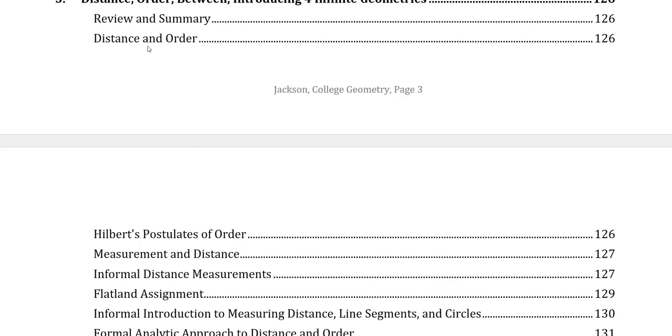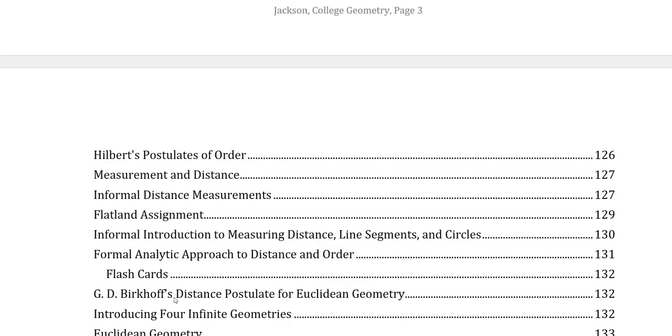So here are some of the topics that we're going to be looking at. We're going to talk about distance and order, look at Hilbert's postulates of order, and then the measurement of distance. We'll talk about Birkhoff's properties or postulates of distance, and we'll get to that in a bit. Before that, we'll do some informal looking at distance. What I like to do in most of these notes is explore concepts informally, something like you might even do in a middle school classroom or the first part of a high school geometry class. And then from there, we go to our more formal approach.